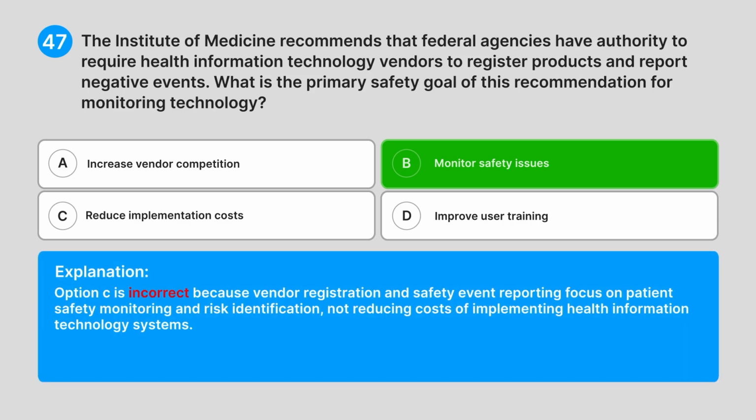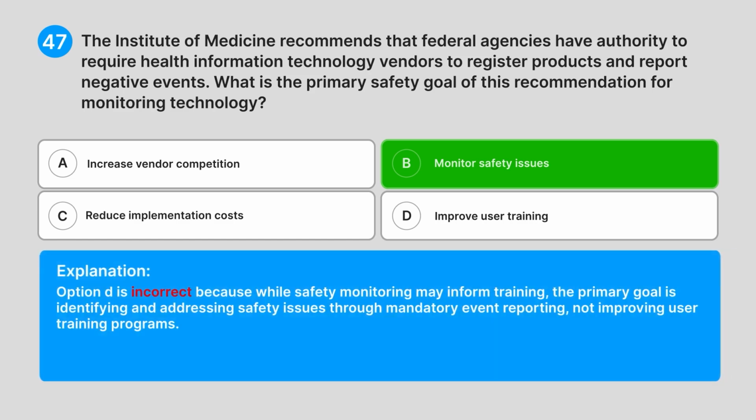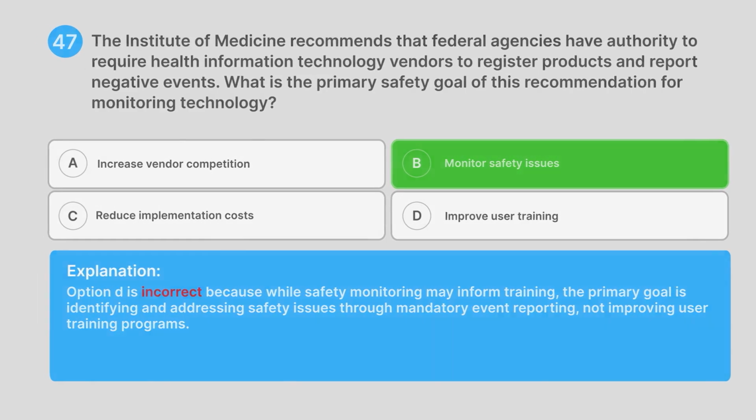Option C is incorrect because vendor registration and safety event reporting focus on patient safety monitoring and risk identification, not reducing costs of implementing health information technology systems. Option D is incorrect because while safety monitoring may inform training, the primary goal is identifying and addressing safety issues through mandatory event reporting, not improving user training programs.